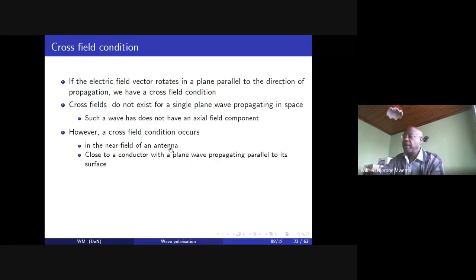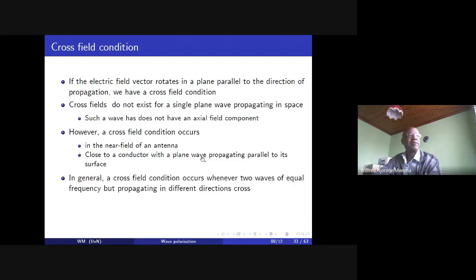If we have a plane wave propagating parallel to a conducting surface, because there is no perfect conductor, there will be at least an EZ generated inside the conductor that will support the surface current density on that conductor. Therefore, we introduce an EZ, and it is possible for the electric field intensity to rotate in a direction parallel to that surface.